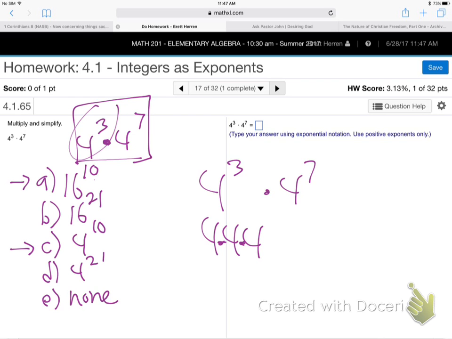Times 4 to 7. What does that mean? What's 4 to 7 mean? Well, it means 7 of them. 3, 4, 5, 6, 7. Multiplied again, right? That's what we agreed. And what's in the middle of them? Multiplied. So what do you got there?